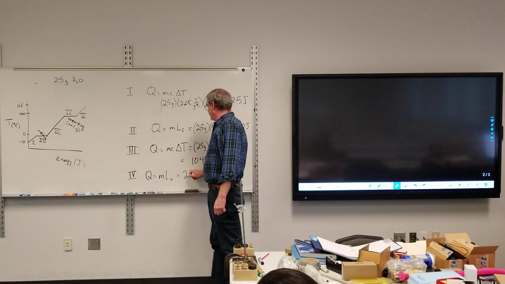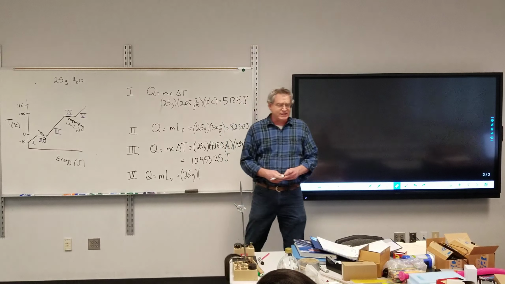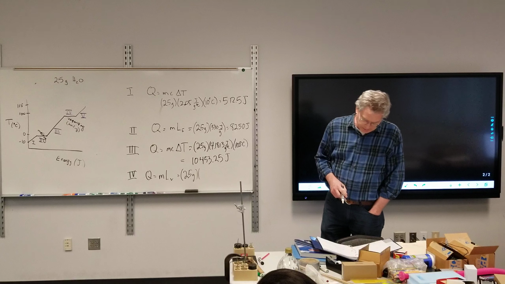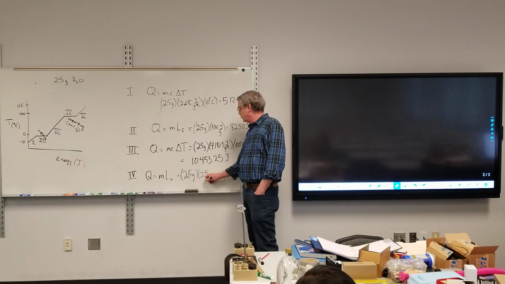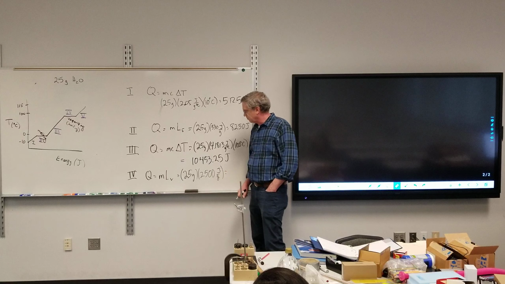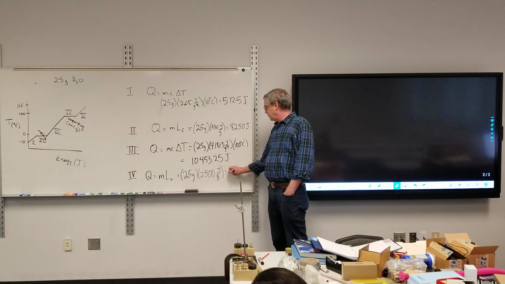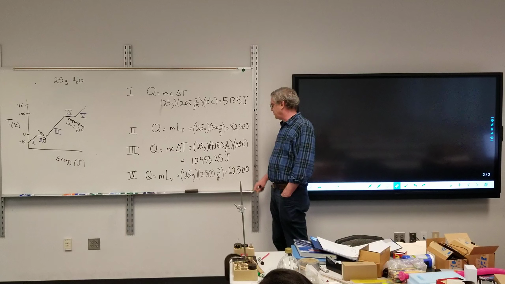So we still have 25 grams because we haven't lost anything, because we are that good. And then the latent heat of vaporization is 2,500 joules per gram. So, 62,500.